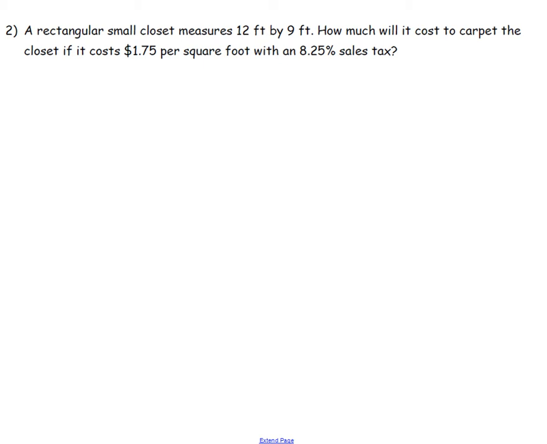Number 2, rectangle closet measures 12 feet by 9 feet. Can we find the area of that? Can you? Yes, you can. 108. So our area is 108. If it's $1.75 per square foot, how can we find the cost? You multiply 175 times 108.